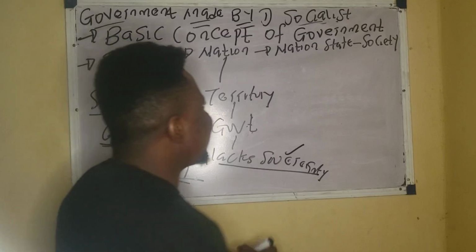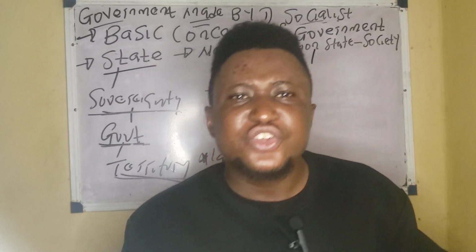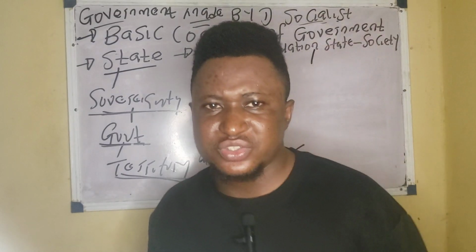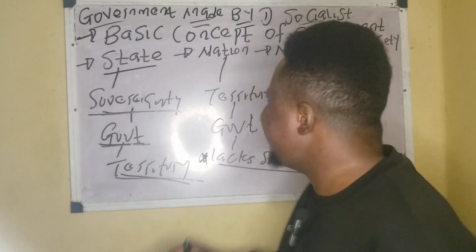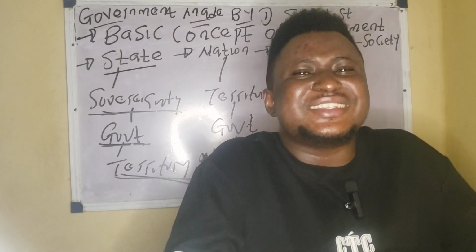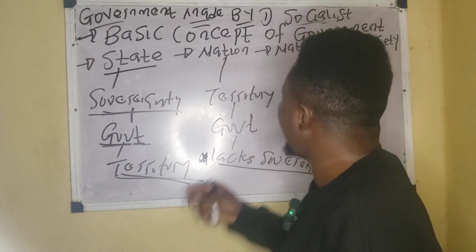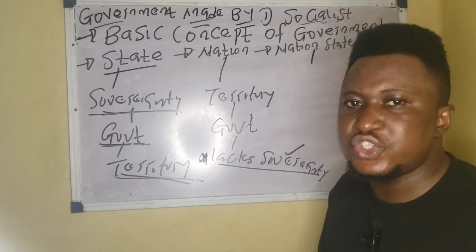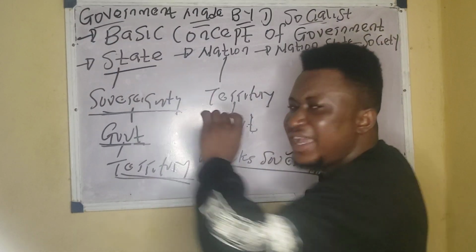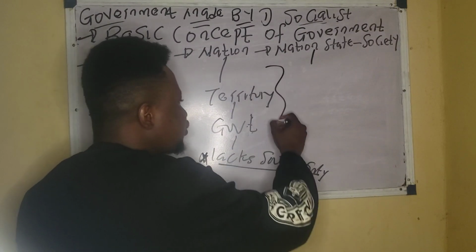Now, let's move to the next one, called nation state. Many of us don't know the word nation state. You may ask yourself, what could be a nation state? A nation state actually consists of the attributes of a state and the attributes of a nation. Now they form a nation state. Class, observe, let me show you.